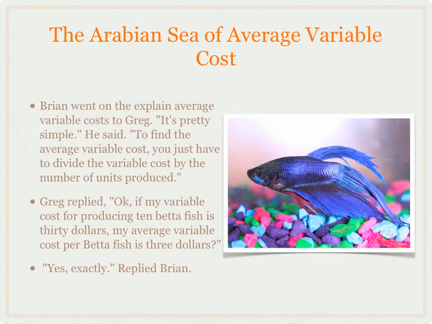Brian went on to explain average variable cost to Greg. It's pretty simple, he said. To find the average variable cost, you just have to divide the variable cost by the number of units produced. Greg replied, okay, if my variable cost for producing 10 betta fish is $30, my average variable cost per betta fish is $3? Yes, exactly, replied Brian.